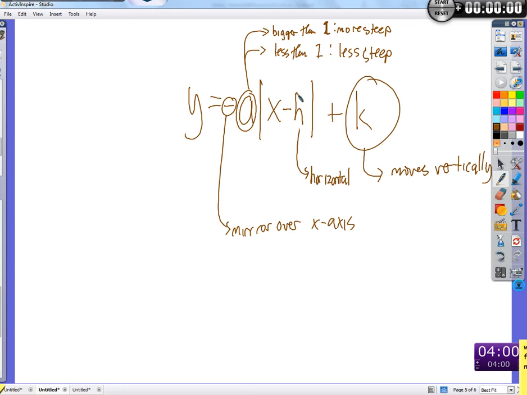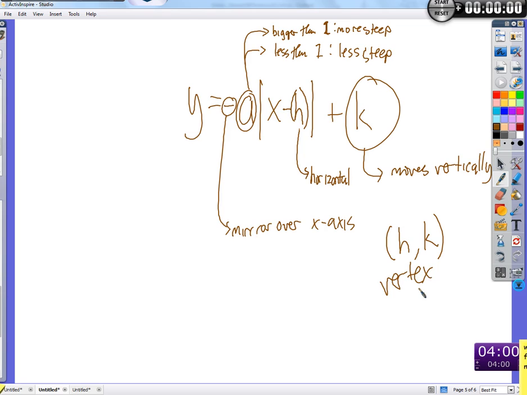So now, if h is negative, then we're subtracting a negative number, and so we're actually adding. So if h is negative, we'll move to the left. If h is positive, we'll move to the right, because what we're doing is subtracting h. So at h, whatever h is, when you make this be a negative, and whatever k is, that's where you'll find the vertex of your absolute value function.